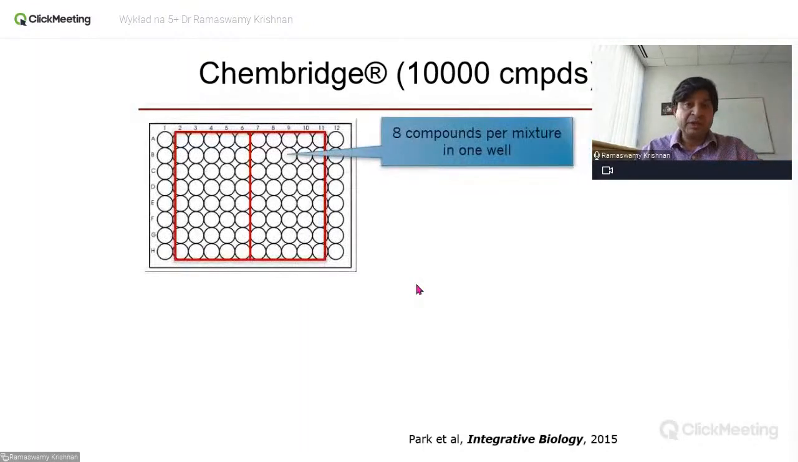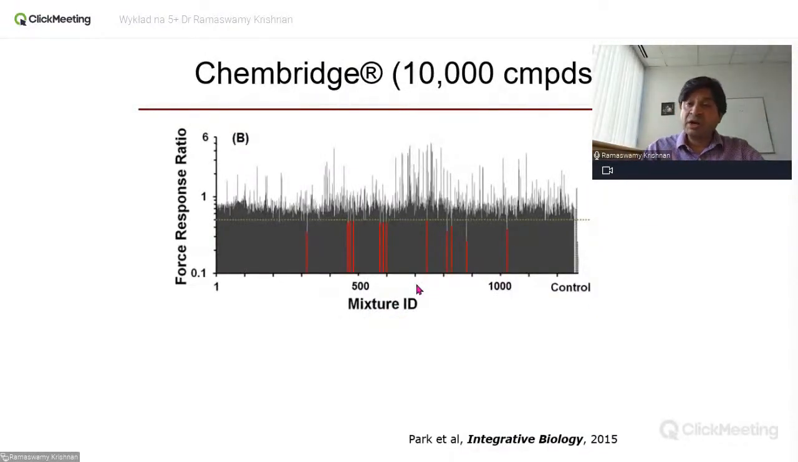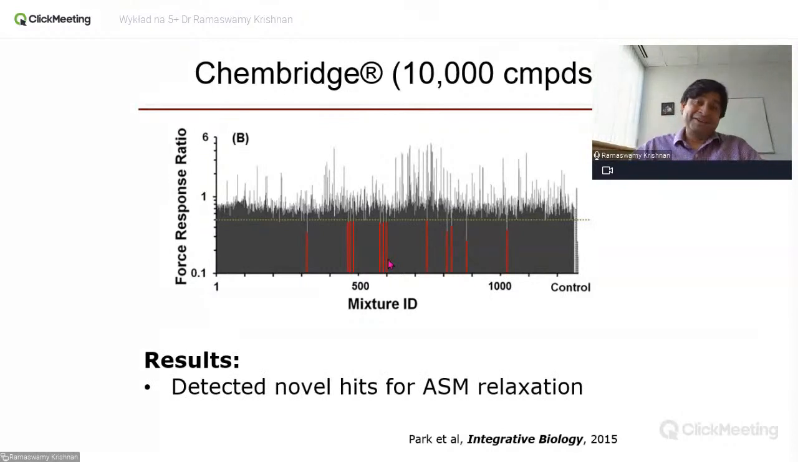So what we did here, we took these 10,000 compounds, 8 compounds per mixture, 35 mixtures per plate, 4 plates a day, 3 times a week. We screened this library in a month. And here's the raw data results. Forced response ratio for each of those mixtures. So we similarly picked a cutoff, focused on the red bars that are below the cutoff, deconvoluted, repeated. And now we detected some novel hits for muscle relaxation with no previously known relationship. So this was exciting, additionally exciting in this way, because these are potentially new medications.